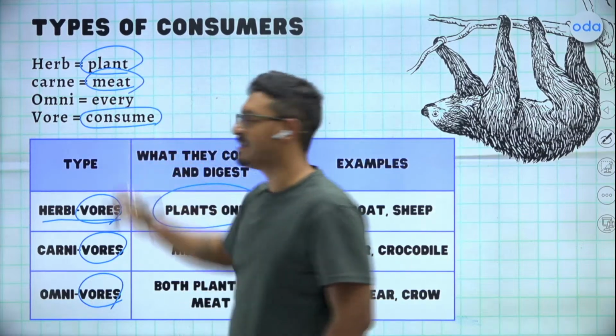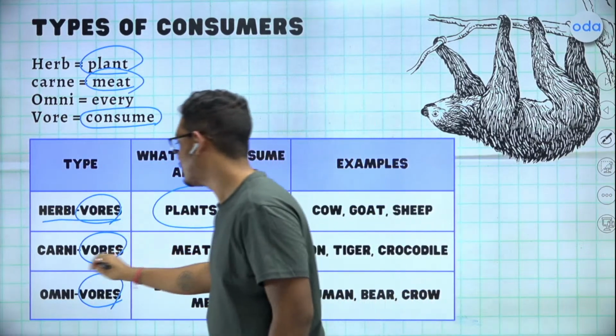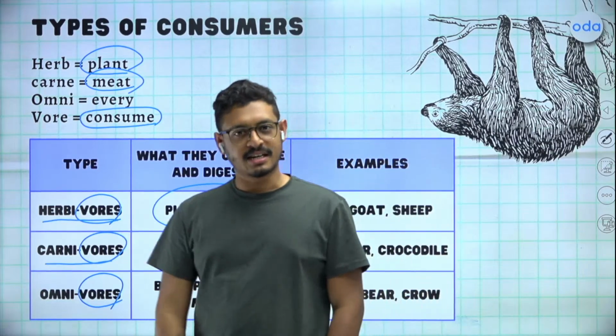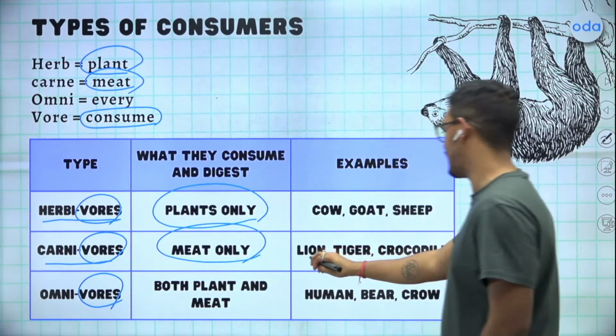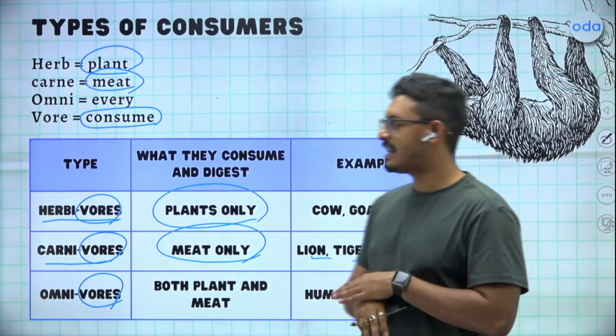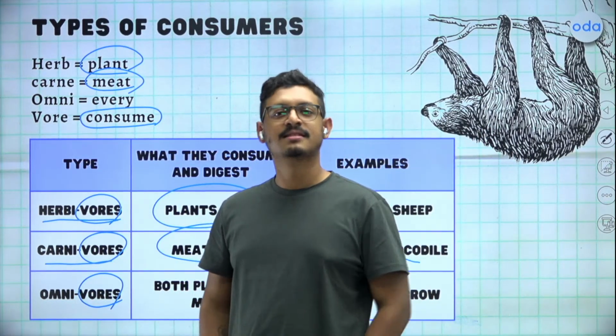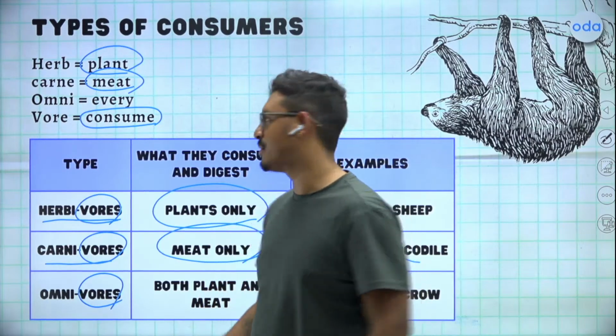Carni, on the other hand, means meat. So carnivore automatically means meat consumer, such as a lion, tiger, crocodile. They can never digest plants. Their stomach is designed to digest meat, other animals' bodies.